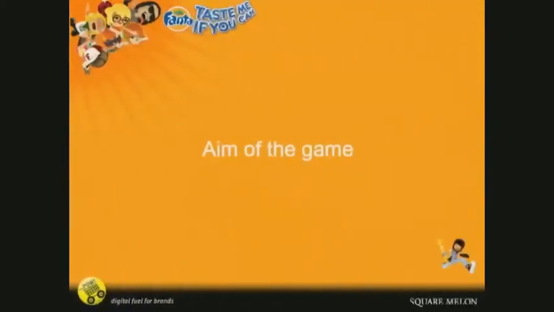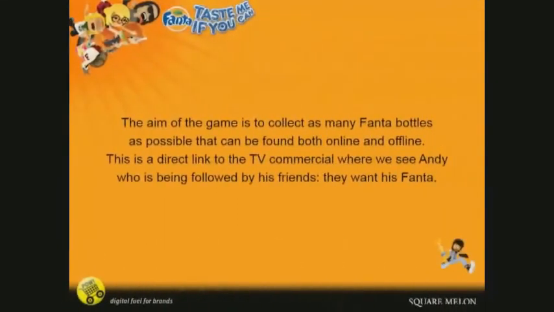I'm just going to go straight in. We created a kind of game where we wanted to take the idea of the TV commercial, where everyone was trying to steal Andy's bottle, and create it online and make it a real life party and game and give people some fun. The aim of the game was to collect as many Fanta bottles as possible that can be found online and offline. This is a direct link to the TV commercial where we see Andy being followed by his friends and they all want his Fanta.